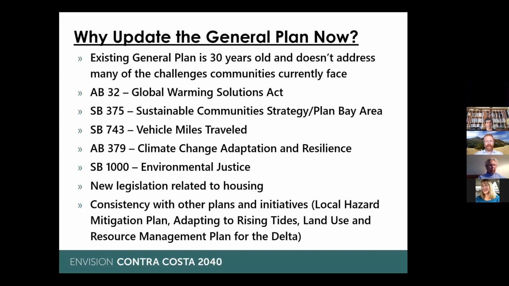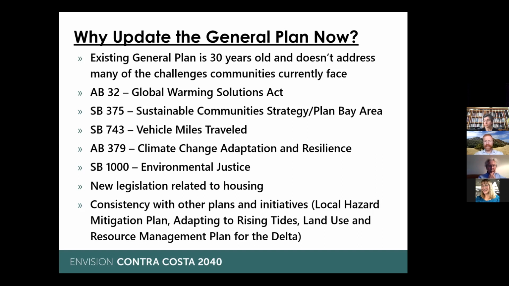But in addition to the document just being dated and not reflecting current planning practice, there are many, many laws that have been passed in the last 3 decades, but particularly in this century, a lot of them having to do with global warming. And that's what the first 4 in that list are: AB 32, SB 375, SB 743, and AB 379. And then there's SB 1000, dealing with environmental justice, which is a big topic that we'll be addressing in our general plan. There's always new legislation coming out regarding housing. If you pay attention at all to the news, hundreds of bills are coming out of Sacramento every year related to housing.